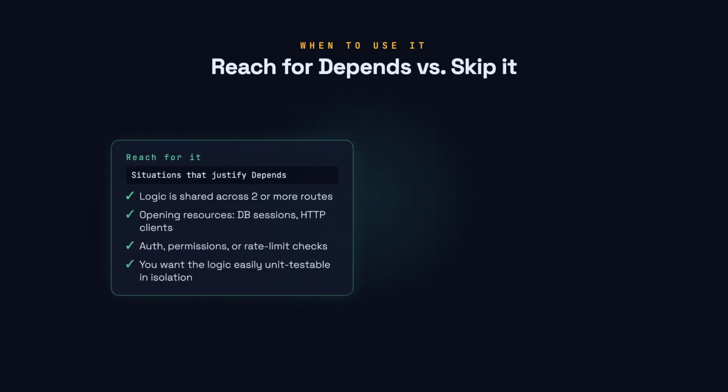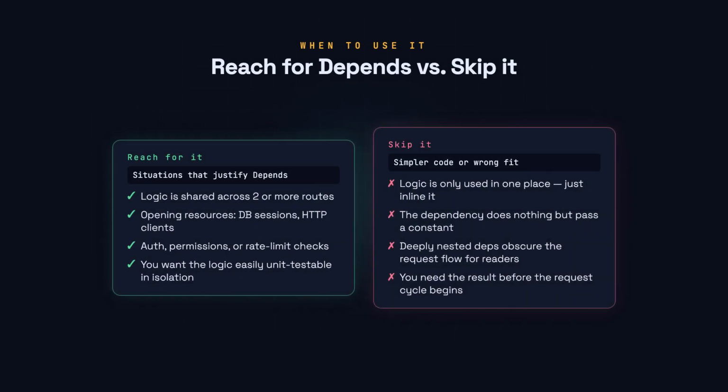Depends shines whenever the same setup code would appear in multiple routes. Database sessions, auth token validation, and shared query parameter parsing are the textbook cases. It also makes that logic easy to test in isolation. But do not reach for it reflexively. If a piece of logic lives in exactly one route, just write it inline. The extra layer of indirection costs readability without buying you anything. And if your dependency graph grows so deep that a new reader cannot easily trace what a route actually does, that is a signal to simplify.